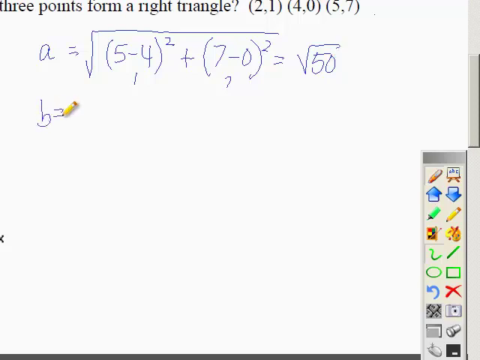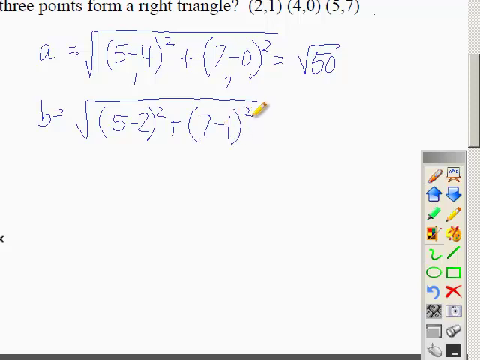Let's go to B. B is from C to A. Again, order doesn't matter, but I'm going to start with 5 and then minus 2. So 5 minus 2 squared. And I'm going to do the same order then, 7 minus 1 squared. 5 minus 2 is 3. 7 minus 1 is 6. So 3 squared is 9 plus 36. 9 and 36 makes 45. So I'm going to leave this as the square root of 45.